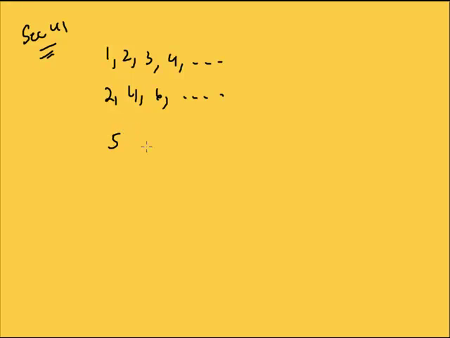Let's say the arithmetic sequence, where you have to add a particular number to get to the next number. Let's say we're adding 5 each time: 5, 10, 15, 20, and so on. Or we can also subtract, so we can go 5, 0, minus 5, minus 10, and so on. This is known as an arithmetic sequence because I'm adding or subtracting a particular difference.